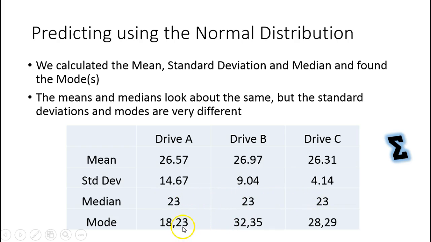Now, they all seem to be bimodal or have 2 modes. You see these 2 here, pretty spread apart. These are higher. These are very close together. Then look at the standard deviations. The standard deviation of drive A is almost 15. For B, it's 9. And for C, it's just 4. Remember that the standard deviation measures the spread of your data.